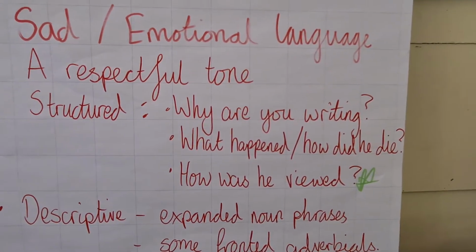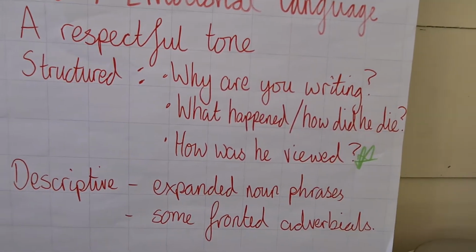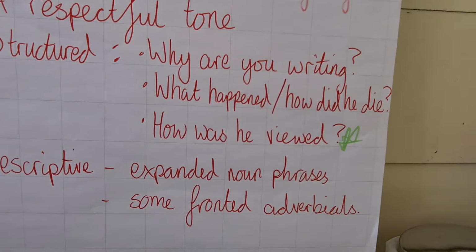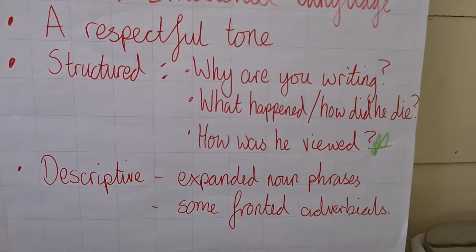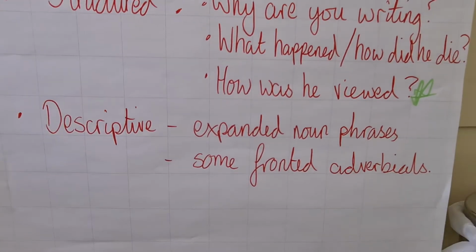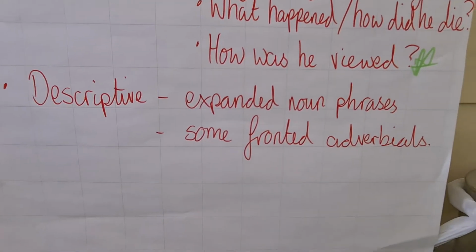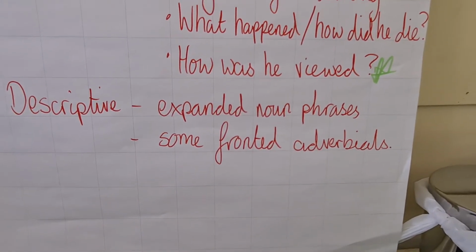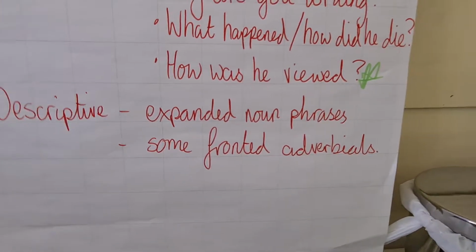We would structure it, we would introduce why we're writing, we'd say what had happened and how did the soldier die, and then how was he viewed, and we were thinking about always viewing him in a positive light because this is a letter back home, remember, to his family. We spoke about how the letter would be descriptive to a point, obviously not gruesome. It would be using expanded noun phrases and it would be using some fronted adverbials as well.